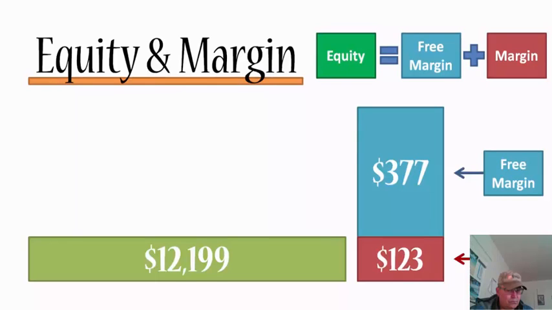So there's our equity. We're going to outline it with a green bracket here on the right. And now let's see what happens as the market moves in either direction. So we'll start off by looking at what happens when the market moves against us.